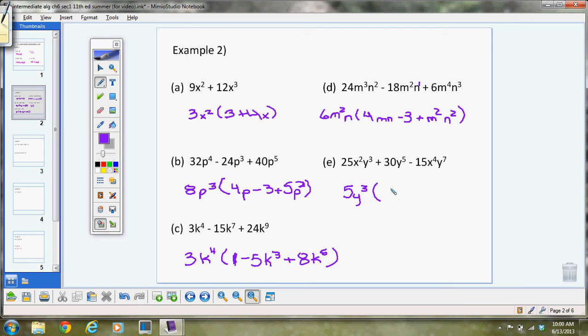25 divided by 5 is 5. I have my x squareds left. I didn't take any out. I took all those y's out though. 30 divided by 5 is a positive 6. I have 5 y's. I took out 3, so I'm left with 2 inside. Negative 15 divided by 5 is a negative 3. I didn't take any of those x's out, so I have x to the 4th. Y to the 7th, and I took out 3 y's, so I'm left with y to the 4th. Close our parenthesis here.